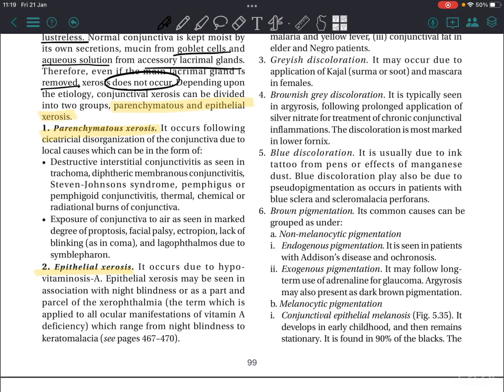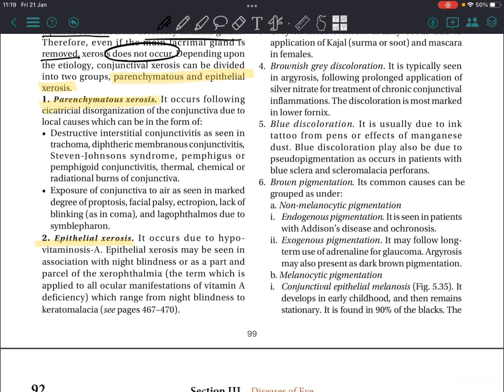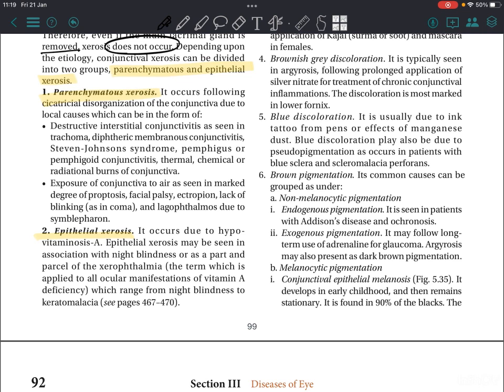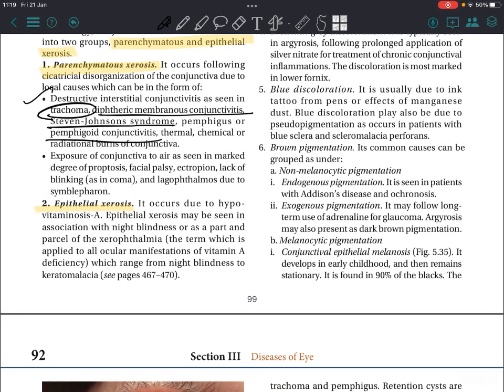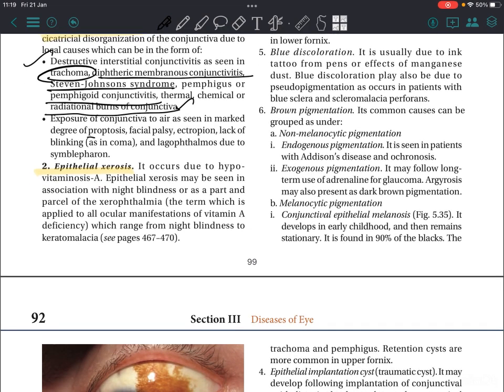Parenchymatous xerosis occurs in the following: cicatricial disorganization of conjunctiva due to a local cause, which can be in the form of destructive interstitial conjunctivitis as seen in trachoma, diphtheritic membranous conjunctivitis, Stevens-Johnson syndrome, pemphigus or pemphigoid conjunctivitis, thermal, chemical or radiation burns of conjunctiva. Exposure of conjunctiva to air as seen in marked degrees of proptosis, facial palsy, ectropion, lack of blinking, lagophthalmos due to symblepharon, etc.